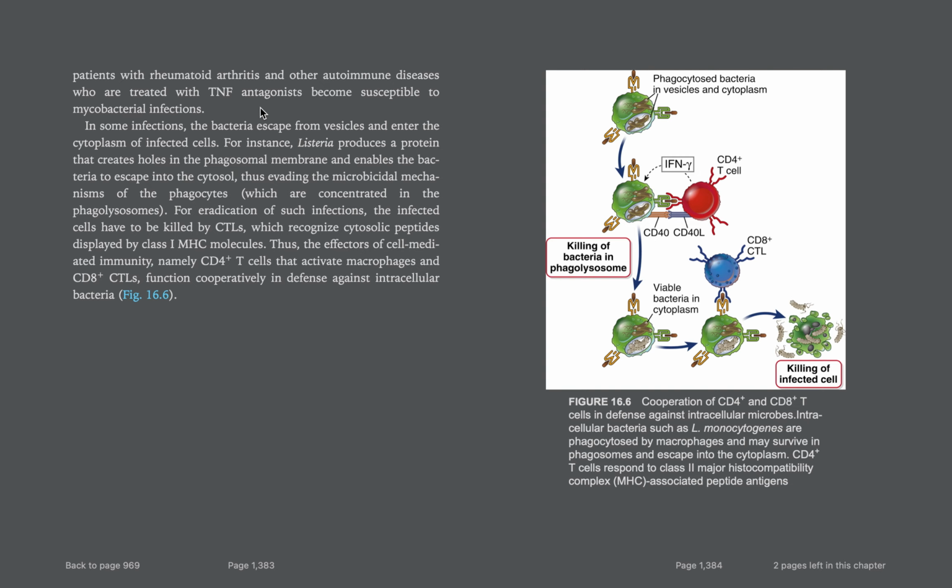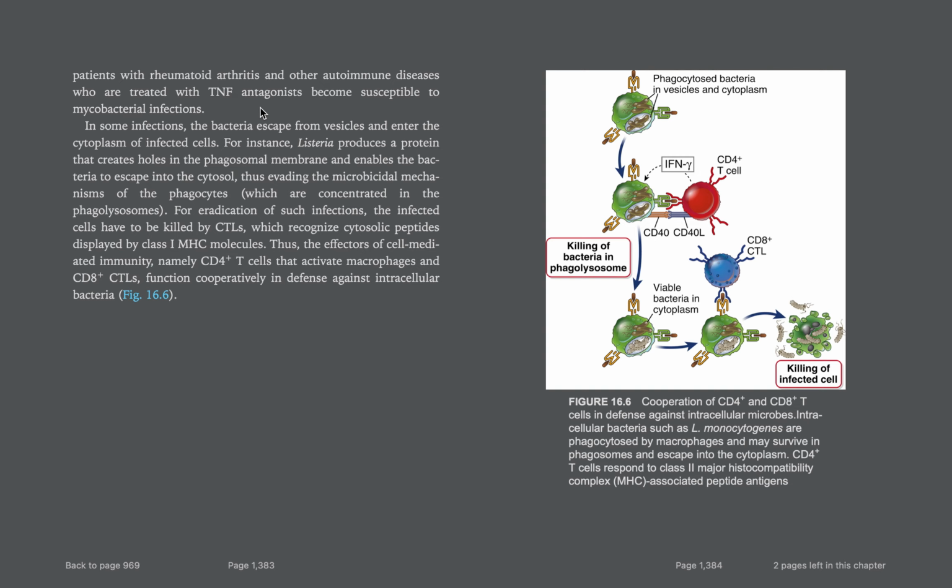In some infections, the bacteria escape from vesicles and enter the cytoplasm of infected cells. For instance, Listeria produces a protein that creates holes in the phagosome membrane and enables the bacteria to escape into the cytosol, thus evading the microbicidal mechanisms of phagocytes, which are concentrated in the phagolysosomes. For eradication of such infection, the infected cells have to be killed by cytotoxic T cells, which recognize cytosolic peptides displayed by class 1 MHC molecules.